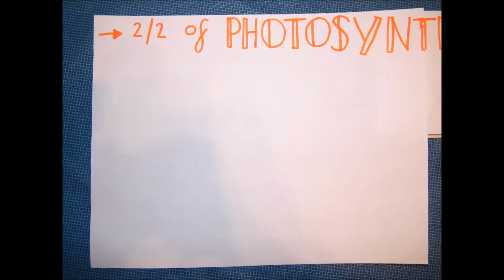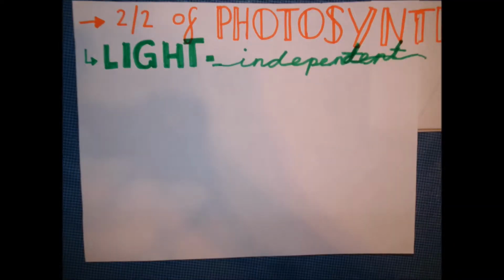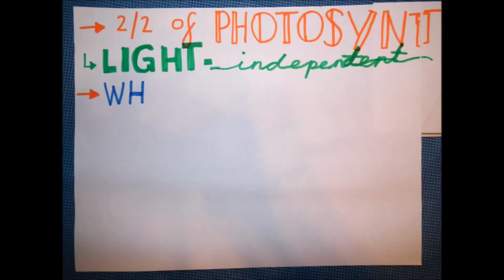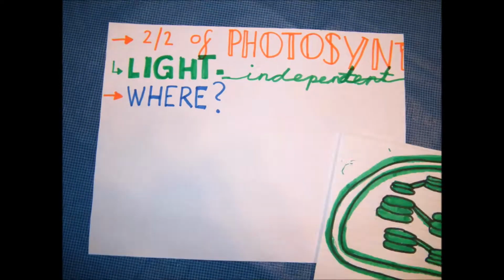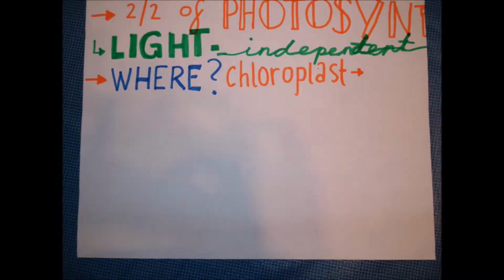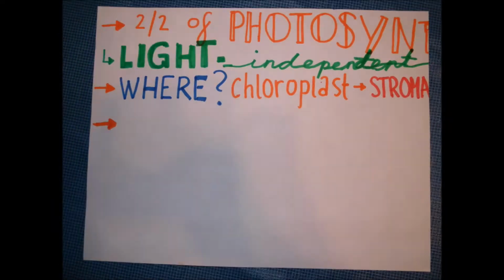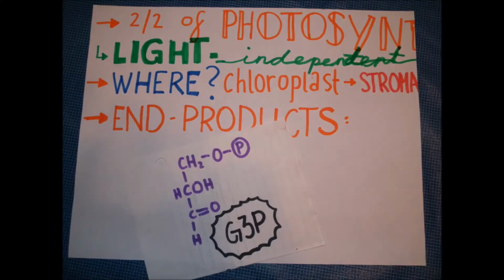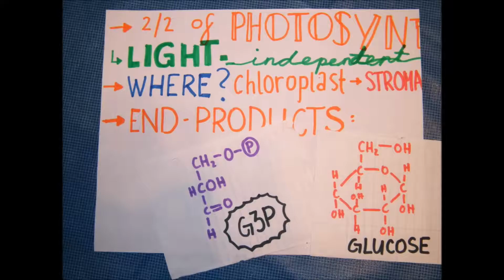Second part of photosynthesis. It's light independent, meaning it doesn't need sunlight to operate. The Calvin cycle happens in the chloroplast, more specifically the stroma, which is the aqueous environment around the thylakoid. Its goal is to produce G3P, which would then form into glucose.